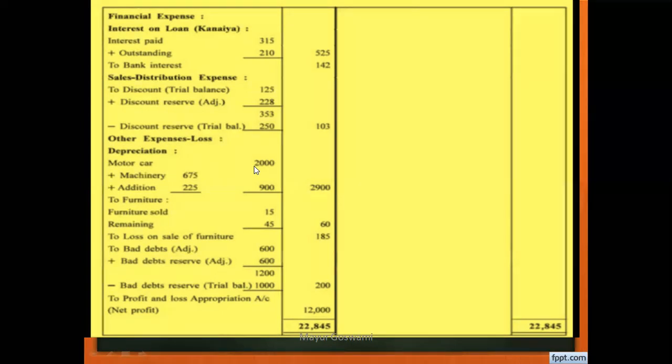You can write it down in the inner column, 2000 rupees. Okay.